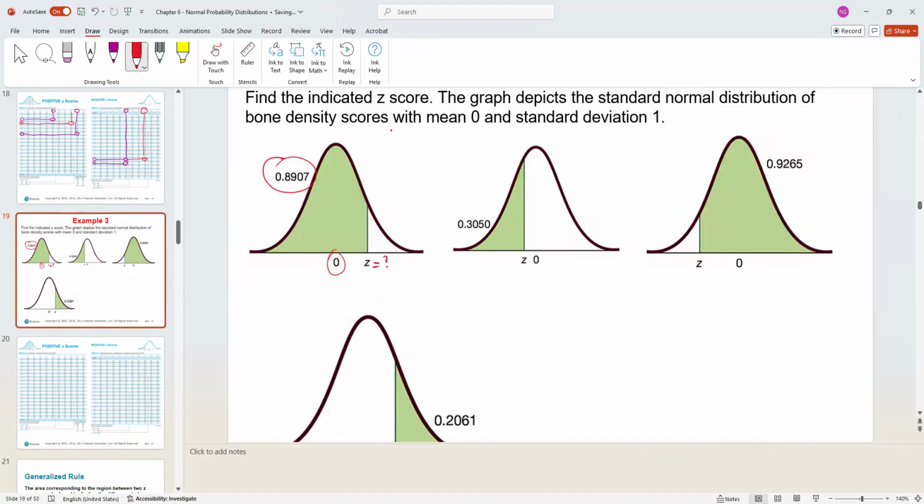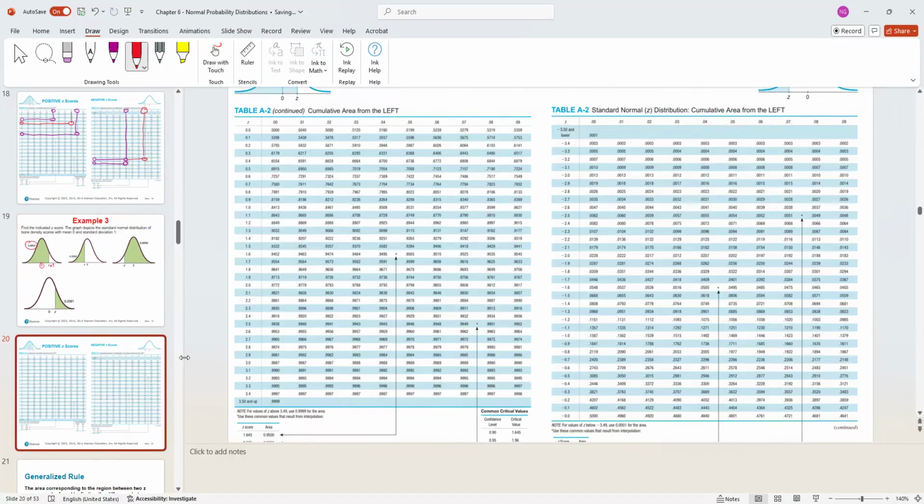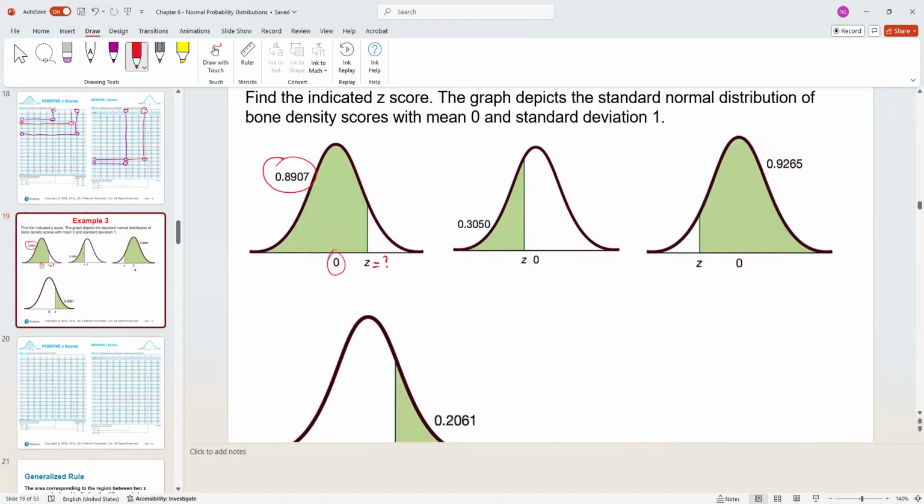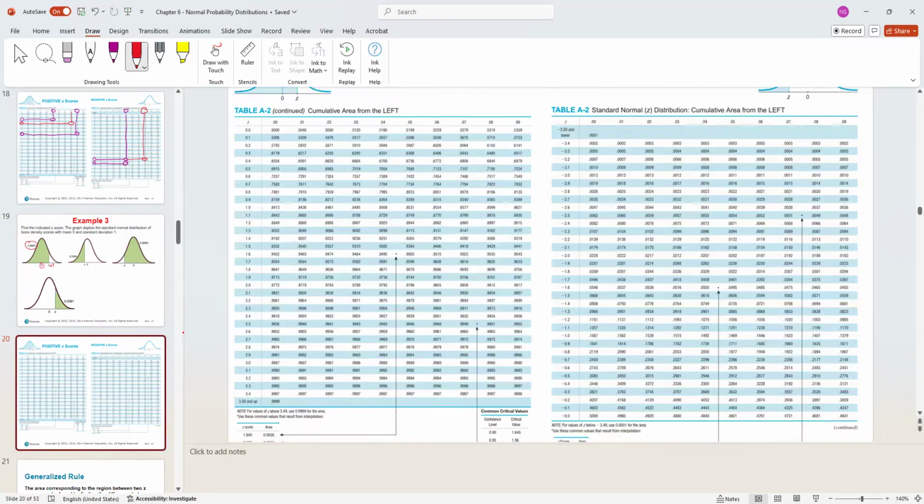We are on the left. Remember, when you are on the left, look at the probability exactly corresponding to this one. So our goal here is to go inside of the tables. Inside of the tables, try to locate 0.8907. It's, once you start doing it, you're going to find it very quickly.